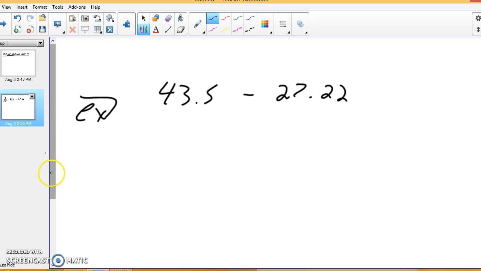27.22. The way we do these is we figure out what the sign of the answer is going to be. We have a positive subtracting a positive, and the first one is bigger than the second one, so the answer is going to be positive.